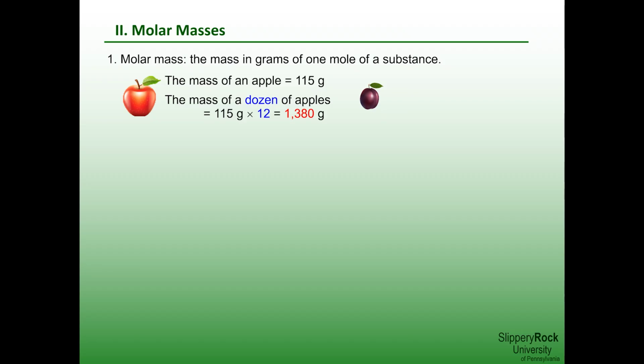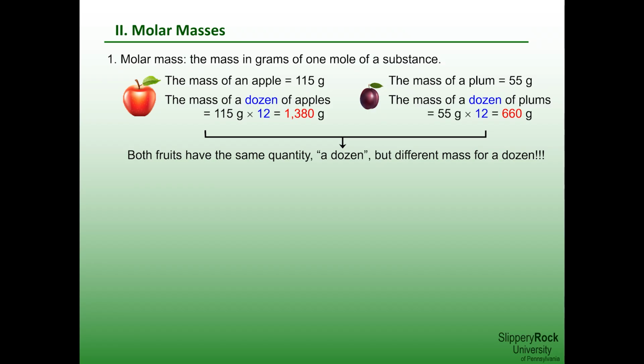Now let's compare this with plums. Suppose 1 plum has a mass of 55 grams. If we take a dozen plums, the total mass will be 660 grams. So both apples and plums have the same quantity, a dozen. But the total mass is very different depending on what the dozen consists of. A dozen apples is heavier than a dozen plums because individual apples are heavier than individual plums.